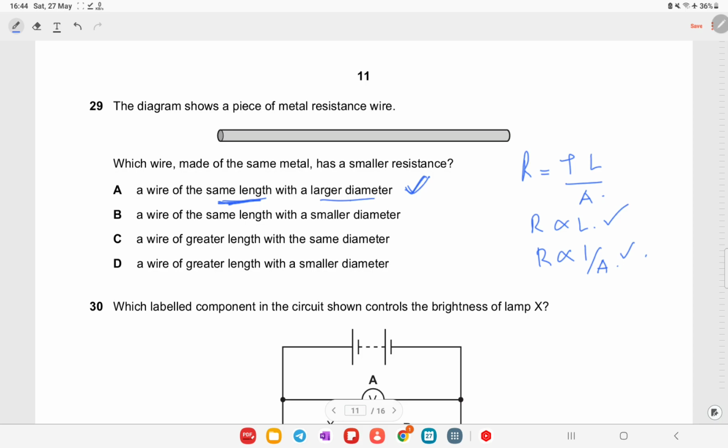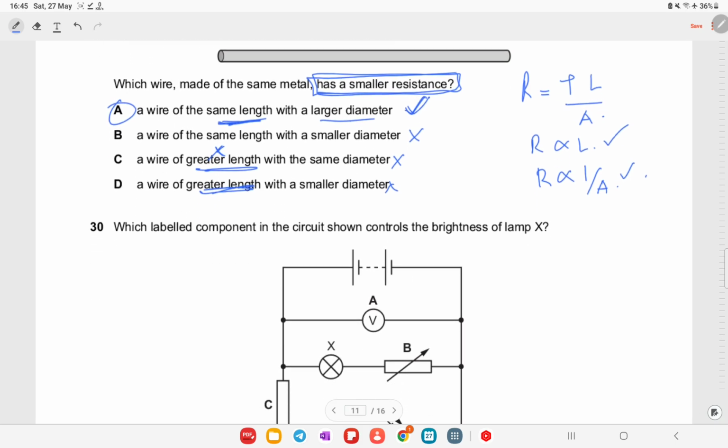Let me read the next one. A wire of the same length, smaller diameter. A wire of greater length. Because we need the wire of the same metal with smaller resistance, so we need to find out the smaller resistance. Greater length will increase the resistance, so a wire of greater length will not be possible. So option A is going to be your right answer.